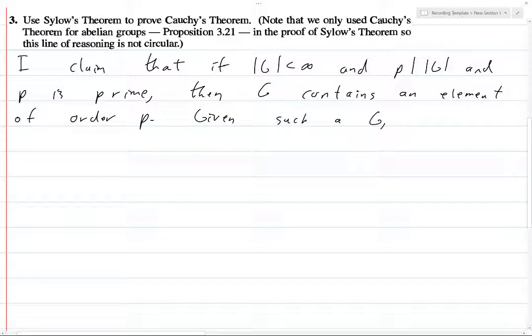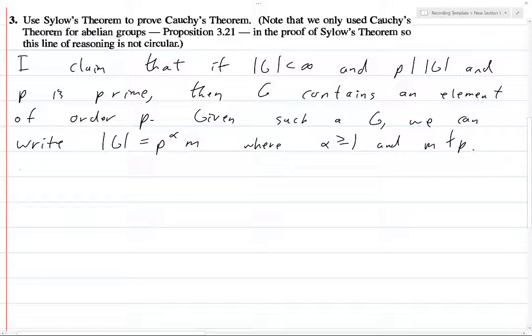So, given such a G, we can write the order of G as p^α m, where obviously α is an integer which is greater than or equal to 1, and m does not divide p. Okay?